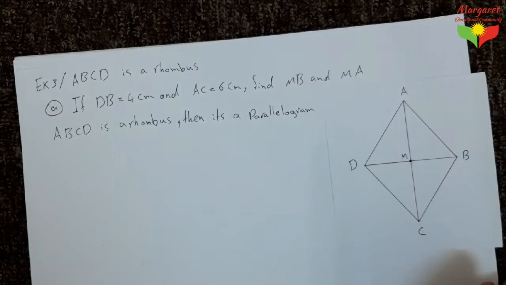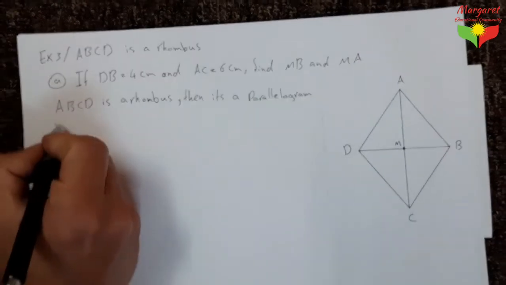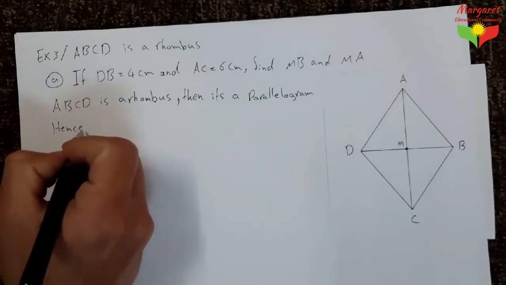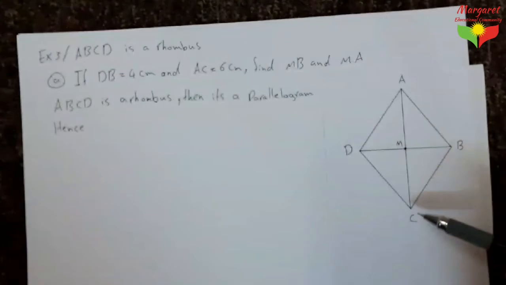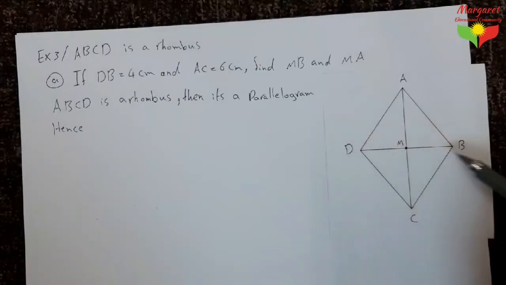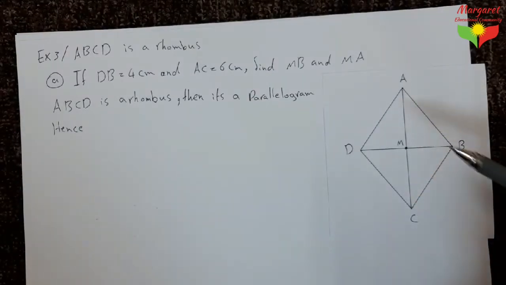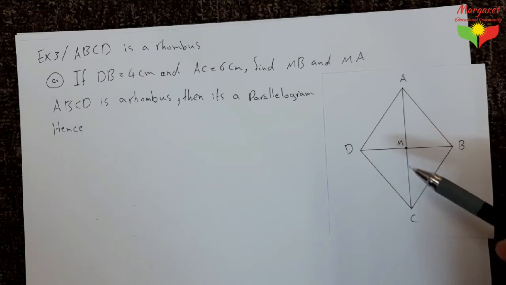And we say that in a parallelogram, diagonal bisect each other. Hence, AC is bisector of DB and DB is bisector of AC. Or we can say that M is the midpoint of DB and AC.